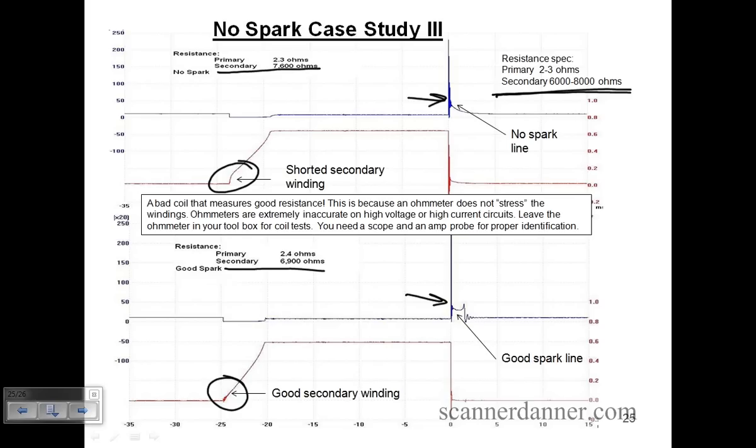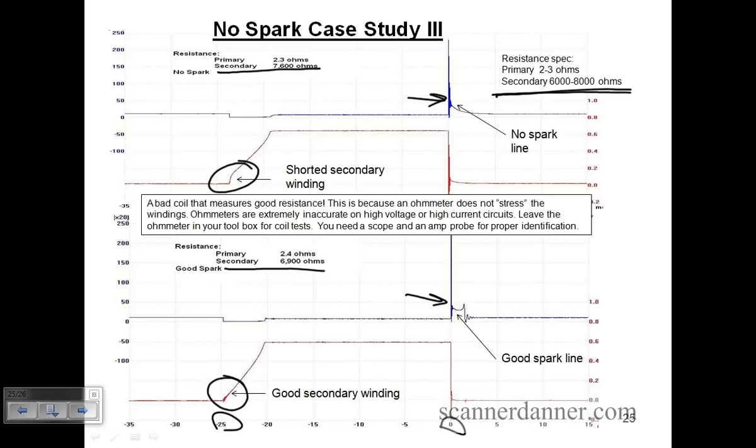We need to stress them. We need to be able to look at them when they're under stress. And the reason we need a scope is this thing's only turned on for, what's this picture? This is 0. That's 25 milliseconds. I think the entire event occurs every 25 milliseconds during this cranking situation. It would be less with it running.